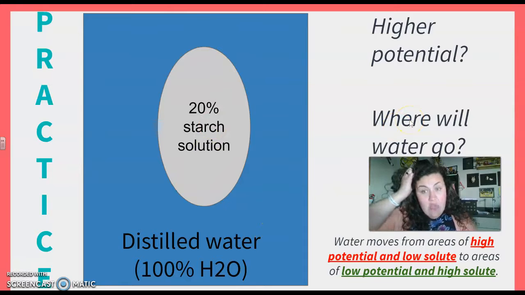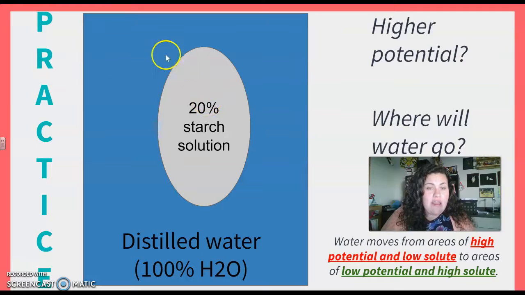So the way that I would go about figuring that out is I have 100% water out here, and I only have 80% water inside. So that means that my free water is on the outside. Water will always move from high potential to low potential. So my water in this situation is going to move into the cell. Okay?